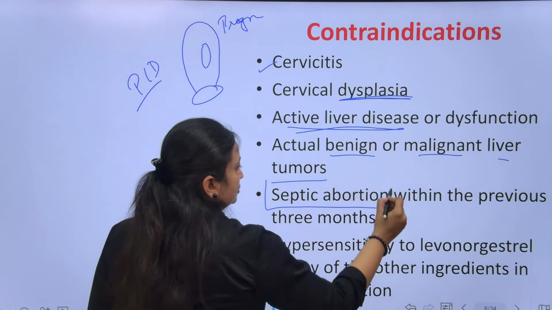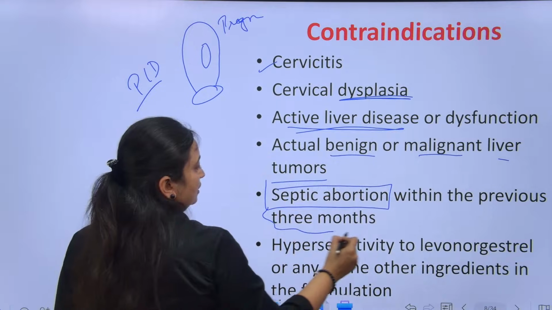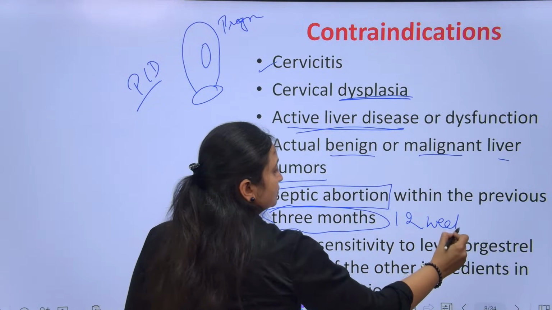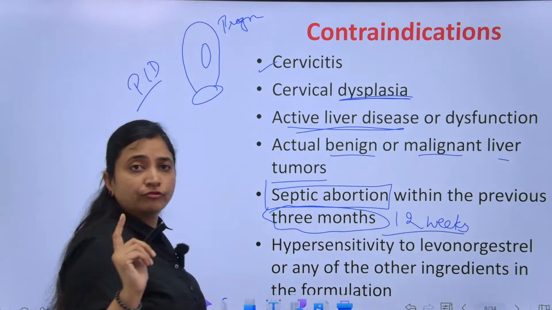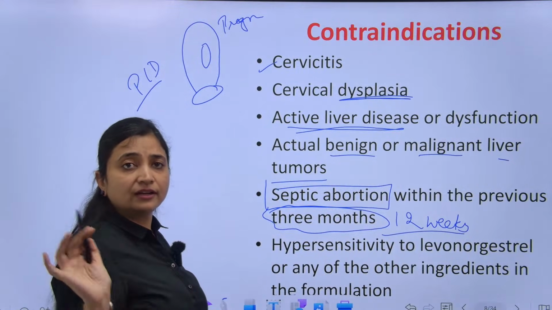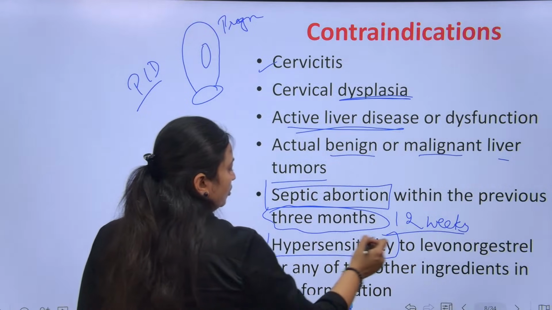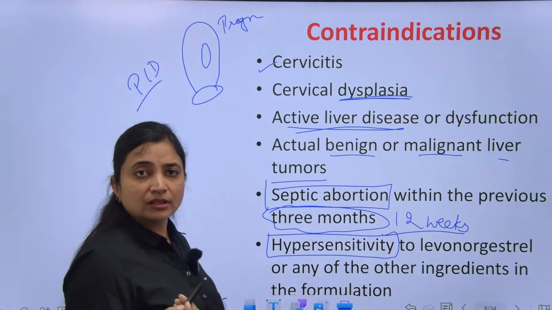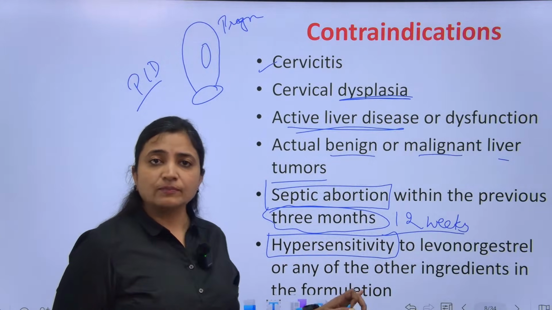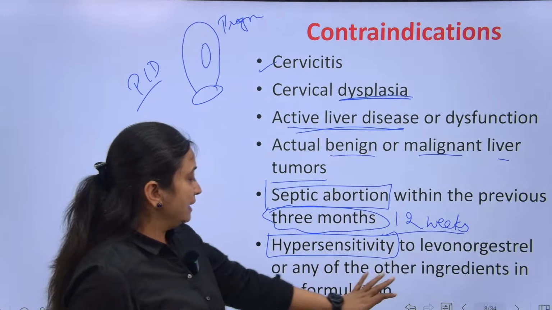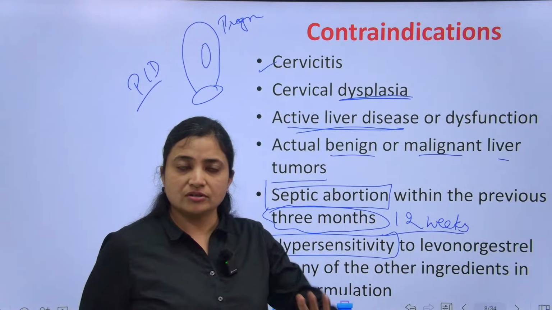Septic, 3 months, that is 12 weeks. Any sort of sepsis is a big no for any intrauterine intervention. Hypersensitivity. This is applicable to almost all the drugs, all the things, that allergy or hypersensitivity to anything, be it levonorgestrel or any other ingredient in the formulation.